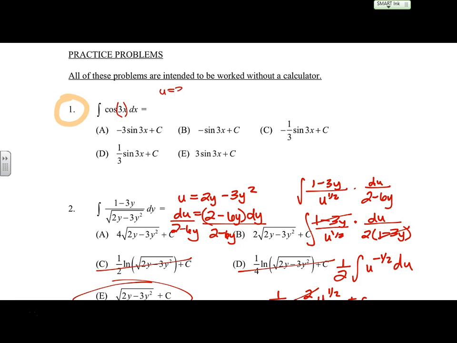U. As soon as you find a u, what are you supposed to do? Literally, do it. D. Solve for that dx. Don't take shortcuts. When you go to plug in, you do have cosine of u, but you have du over 3. Hopefully at that point you know the integral of cosine is negative sine, which leads us to the only proper answers.